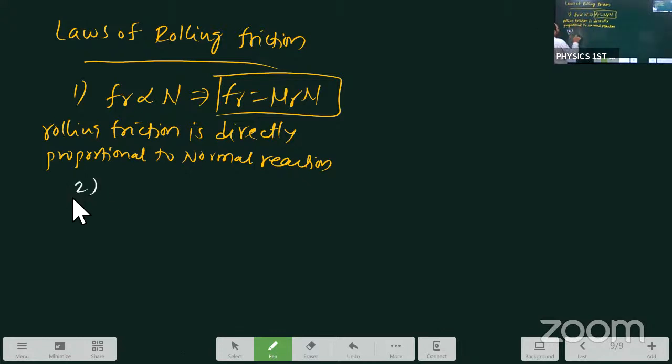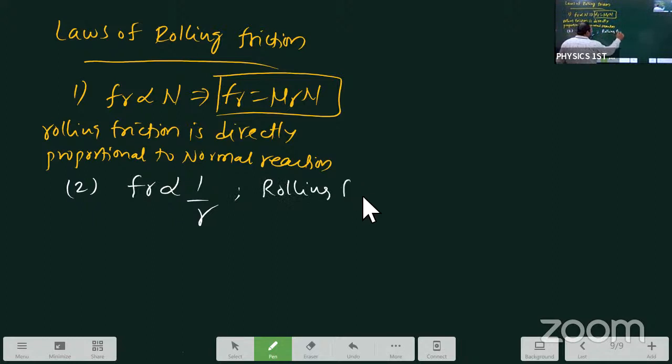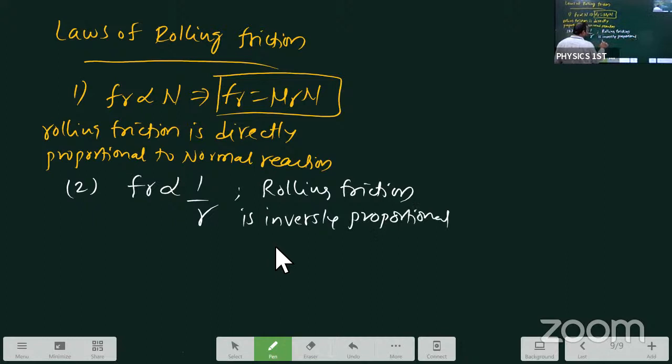Second one: rolling frictional force is inversely proportional to the radius of the roller. So rolling friction is inversely proportional to the radius of the roller. These two are enough.